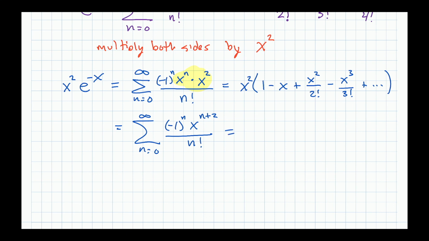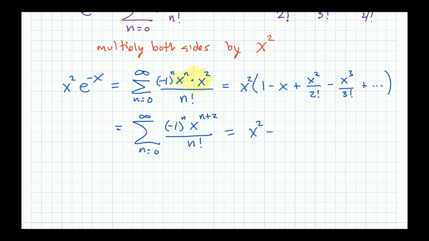And over here, when you multiply the x squared through, every power goes up by 2. So you get x squared, x cubed, x to the 4th over 2 factorial, x to the 5th over 3 factorial, plus dot dot dot, right? All the powers of x are going to go up by 2. And that's your Maclaurin series there.